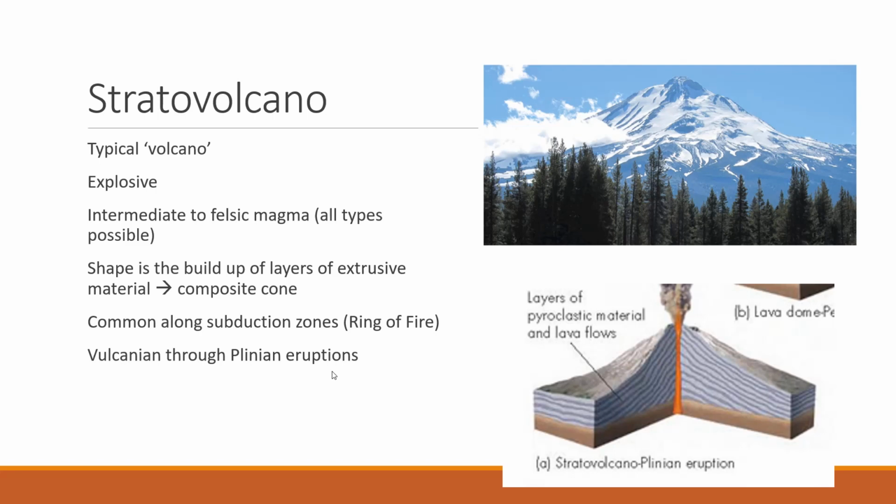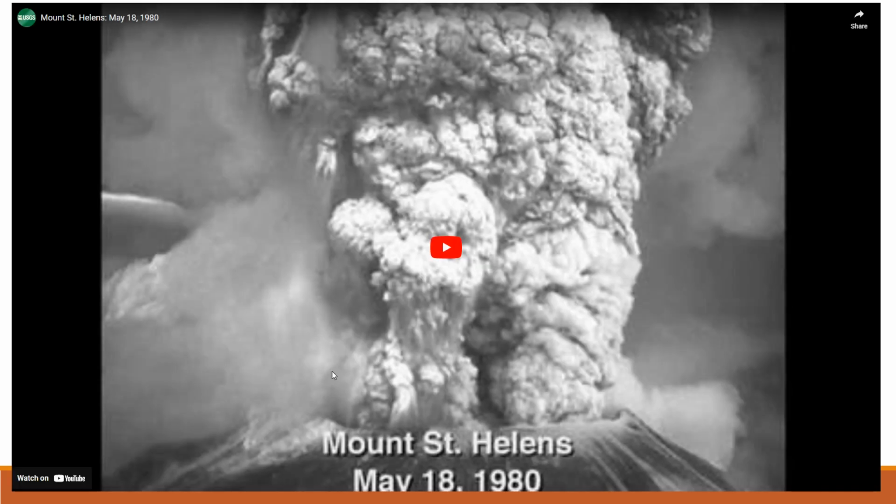Their magma chemistry will be intermediate to felsic, but you really can have all types of magmas for these. They're very common along subduction zones, like the Ring of Fire. These are going to be Vulcanian through Plinian eruptions. And now I have a video talking about Mount St. Helens. This is about 7.5 minutes.